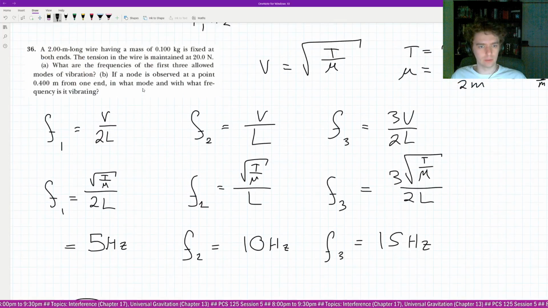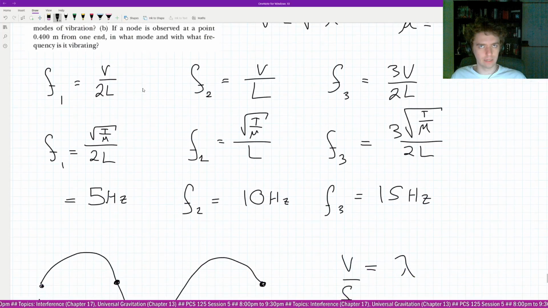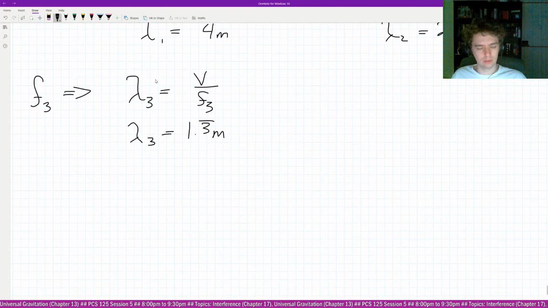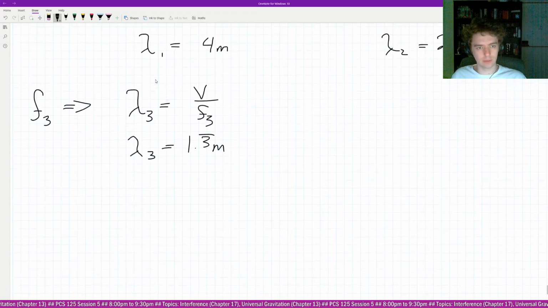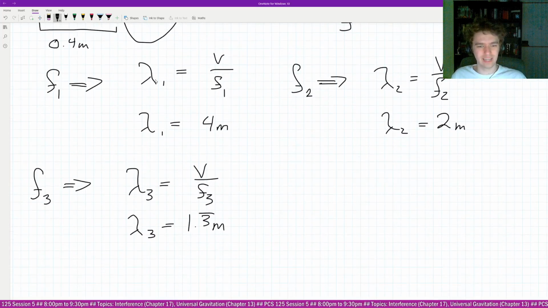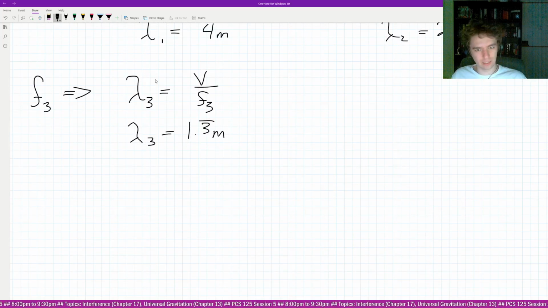If a node is observed at a point, what mode and with what frequency is it vibrating? Then we just solve for n with that frequency to find the mode. I realize now that none of the first 3 harmonics is what it was, so now we're going to have to do something a little different.